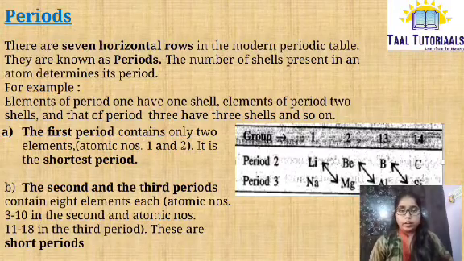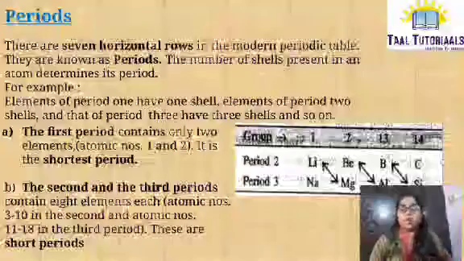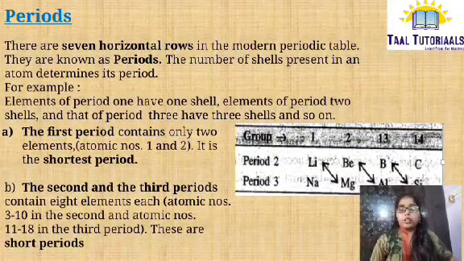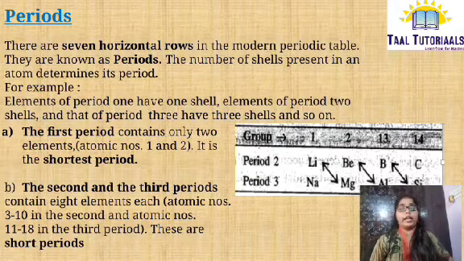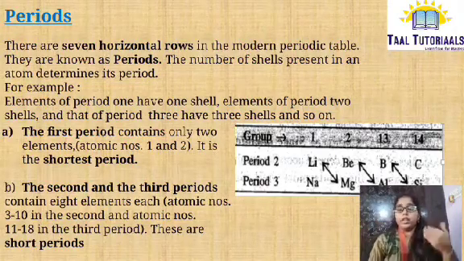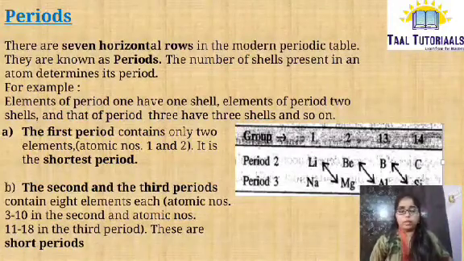Here the first period contains only 2 elements, that is atomic numbers 1 and 2. It is the shortest period we know. And the second and third periods contain 8 elements each, that is atomic numbers 3 to 10 in the second and atomic numbers 11 to 18 in the third period. These are also short periods.